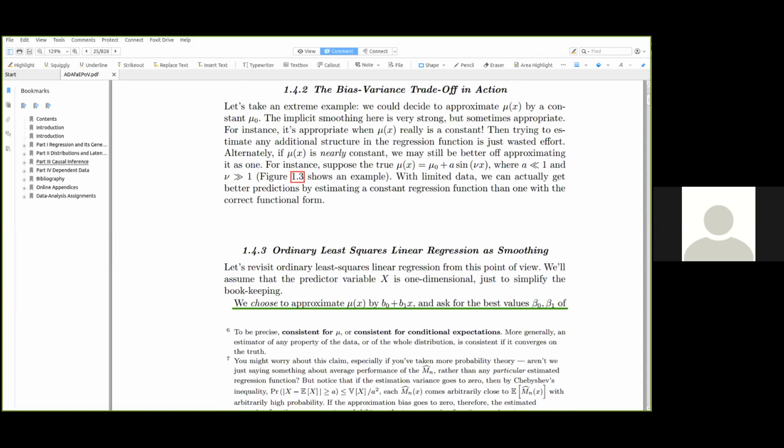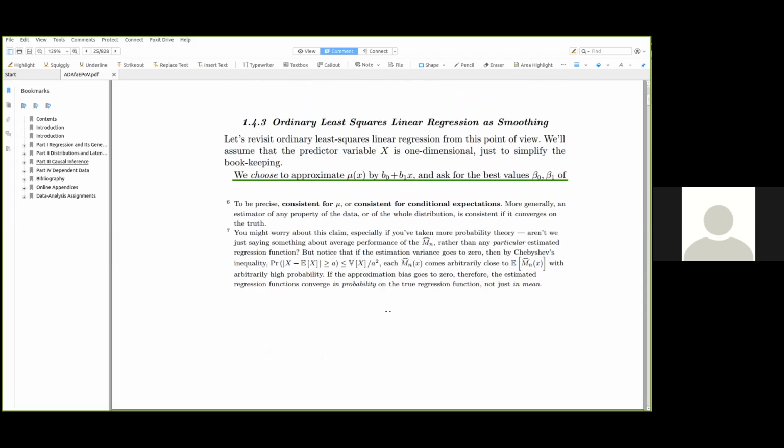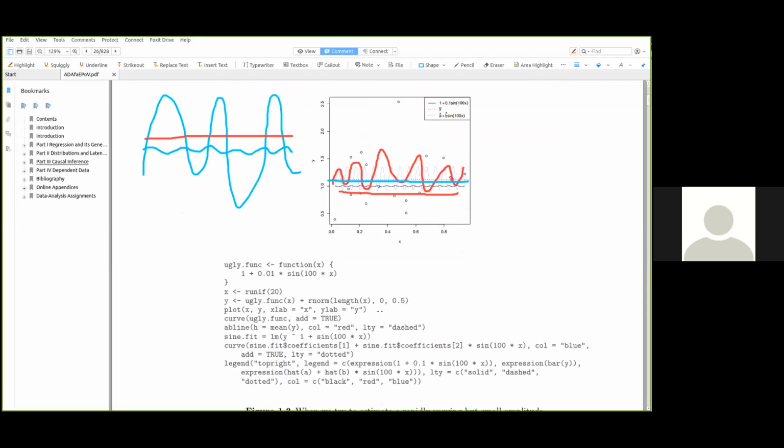Now, there is a different view as well, of how you can generate an estimate for parameters, rather than just using the normal method that we use. We say it's a line b0 plus b1x, and we ask for the best values beta naught, beta 1 of b0 comma b1, which is what we normally do. We say a plus bx and try to find the parameters a and b.